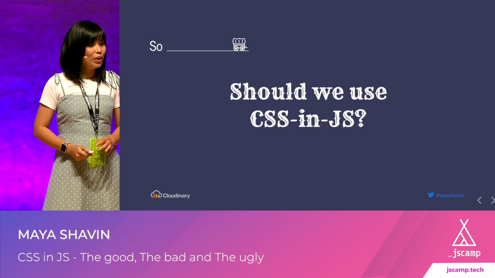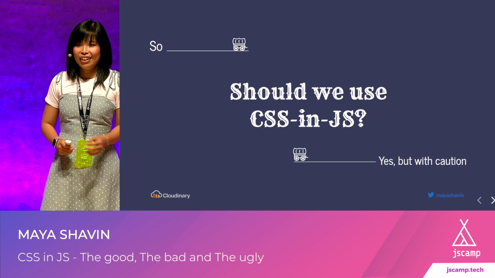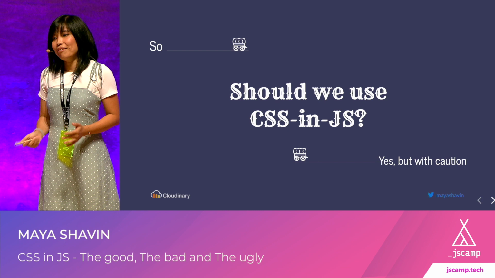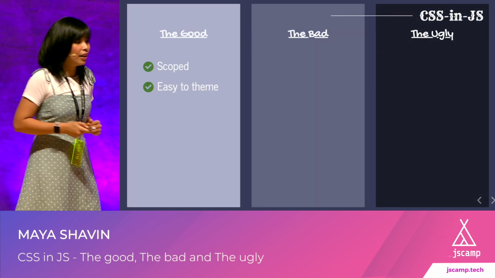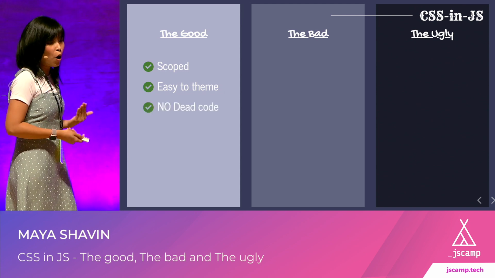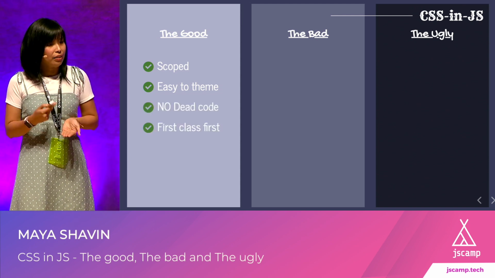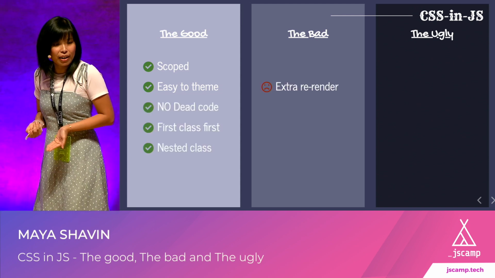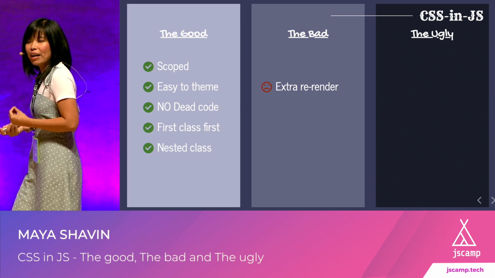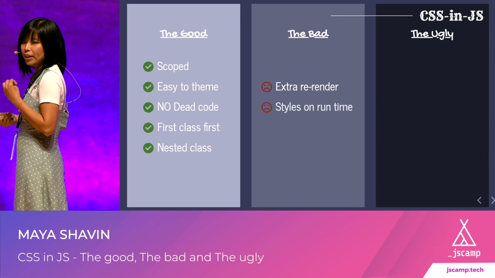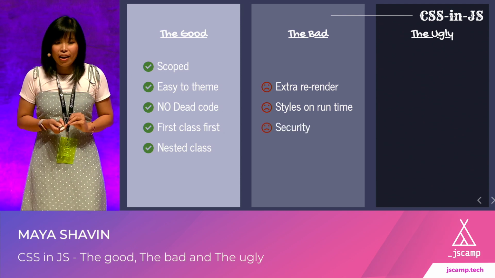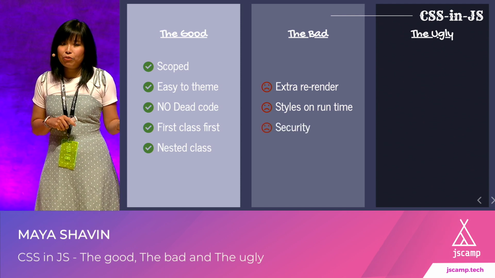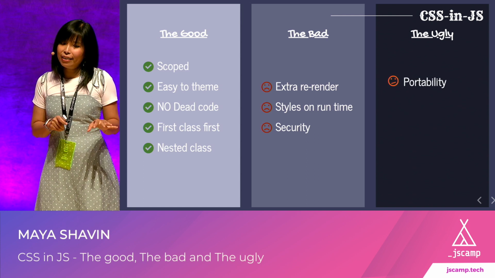And so, do we need to use it? Should we use it? My answer is yes. You should use it, but with caution. Because let's say it's very good because of scope, it's easy for a team, there's no dead code, and it's first class. But it's very bad because it has extra re-renders when it doesn't need them, styles at runtime, no cache, and a security issue, but less relevant for anyone who only does client side.